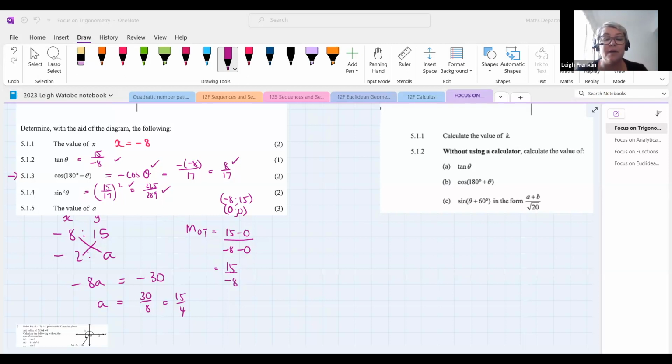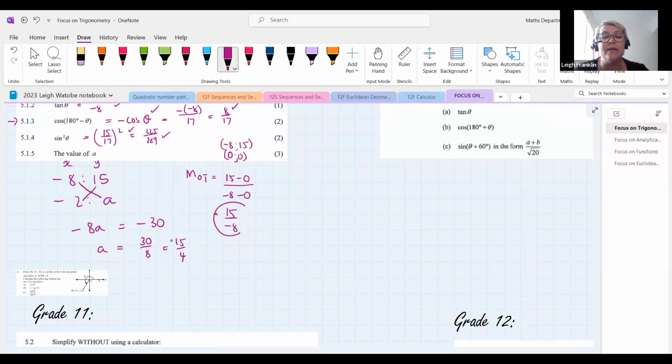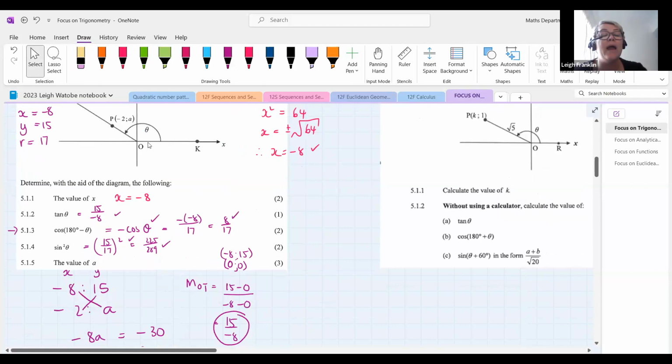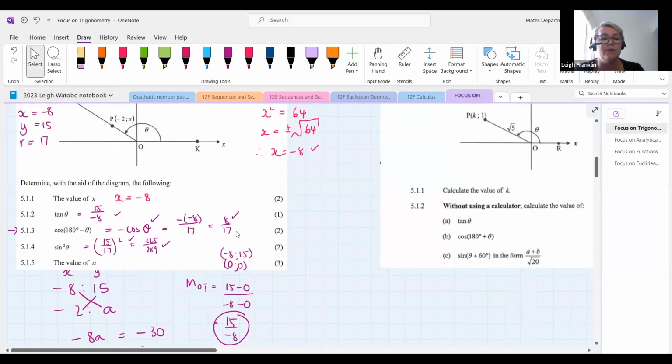Maybe we could look at it like this. Because we know that this line goes through the origin, we know that the gradient of our line is 15/8. I think this is what the other person was doing. We'd end up with y equals 15/-8 as our gradient, and then we've got our x. So at point P, our x coordinate is -2, and a is our y coordinate. So if we sub in, a equals -15/8 times our -2. Can you see you're going to end up with exactly the same answer? You'd end up with 30/8, which is 15/4. That's maybe another way to think about it if the proportion is a little bit difficult for you to understand.